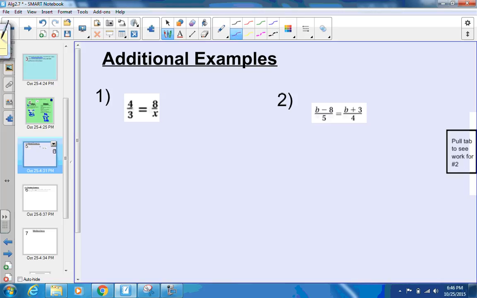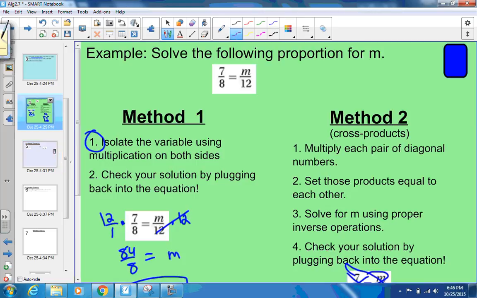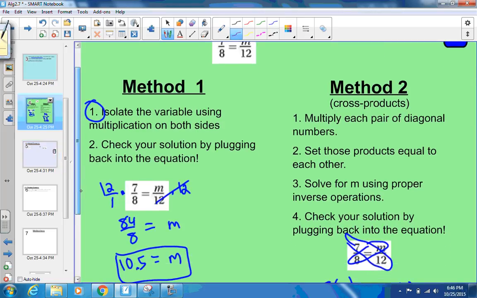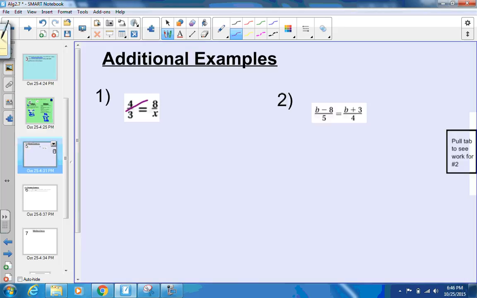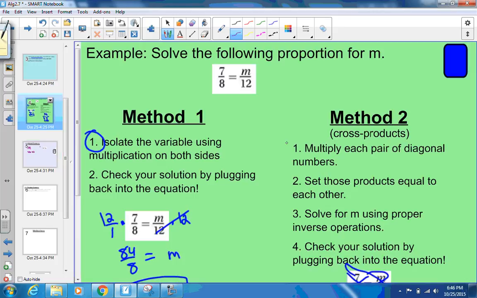We're going to use that cross products property again. Hopefully you wrote down the steps if you don't remember it on your own. Multiply each pair of diagonal numbers. So we're going to do 3 times 8 and 4 times x. We'll do 4 times x over on the left side. And step 2 says to set them equal to each other. So 3 times 8, set them equal to each other. We're going to solve it.